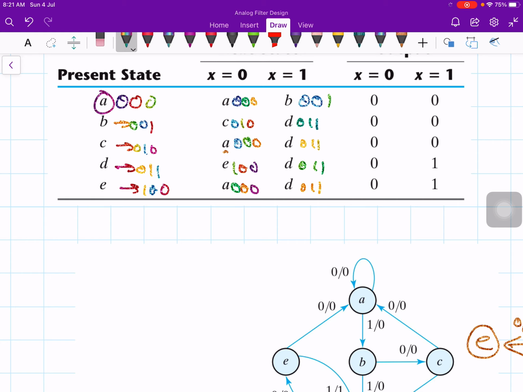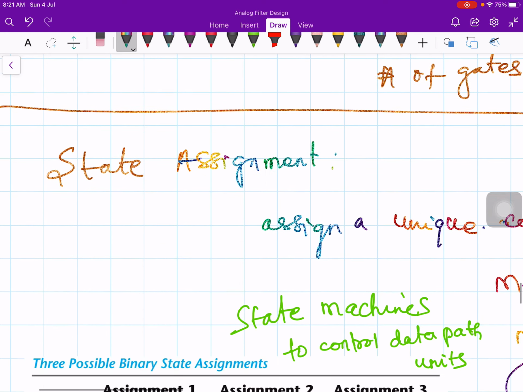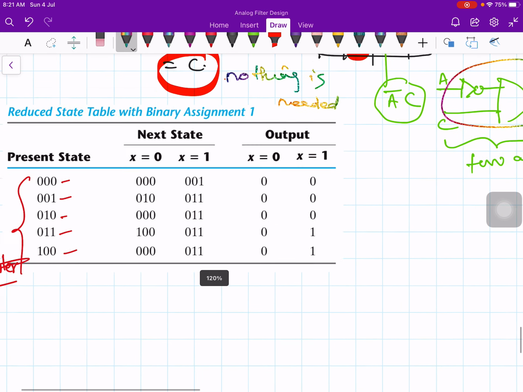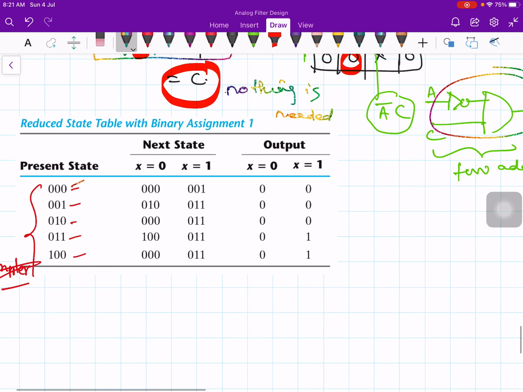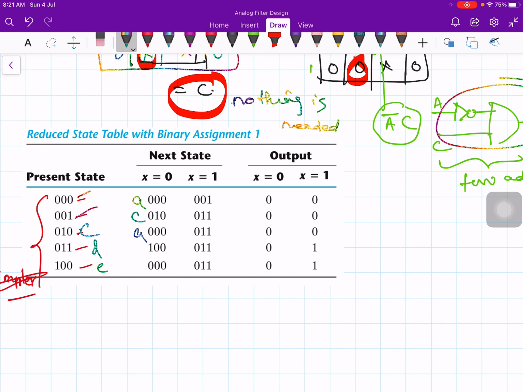Okay, replace A by 0 0 0, B by 0 0 1, C by 0 1 0, D by 0 1 1, E by 1 0 0. Now this table we are going to represent in this method. So A is replaced by 0 0 0, B is replaced by 0 0 1, this is C, this is D, and this is A. So like that you can write down. So this is a reduced state table with a binary assignment.